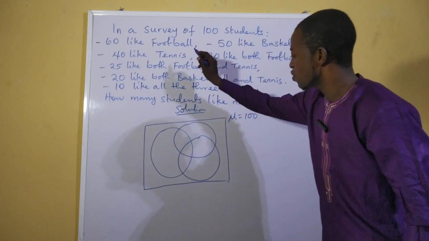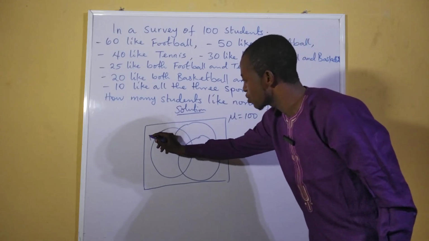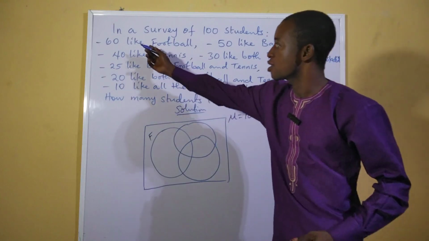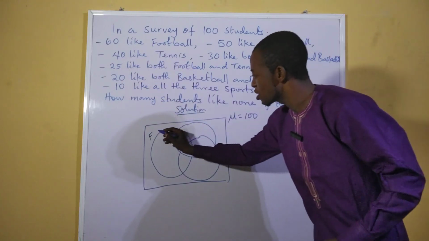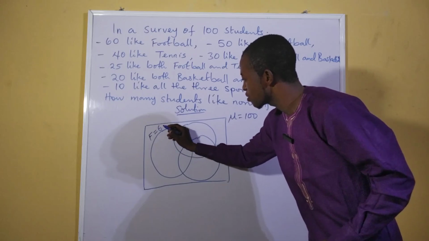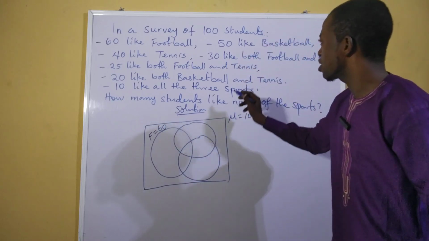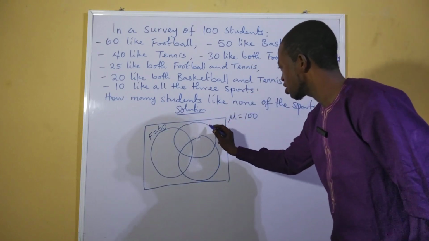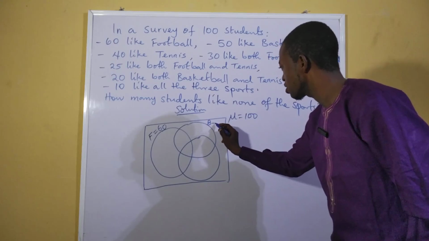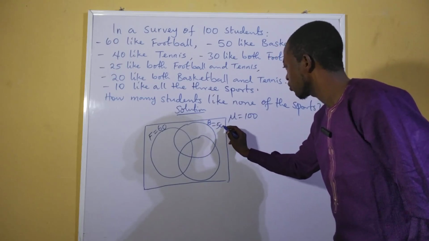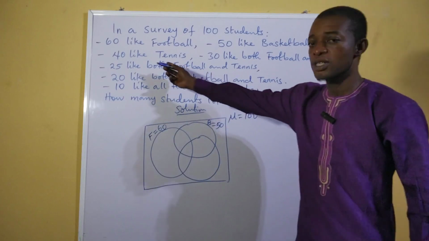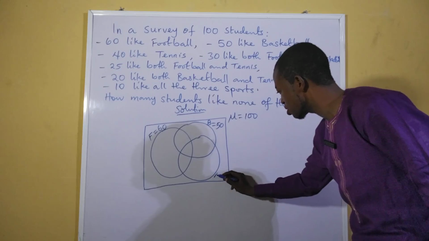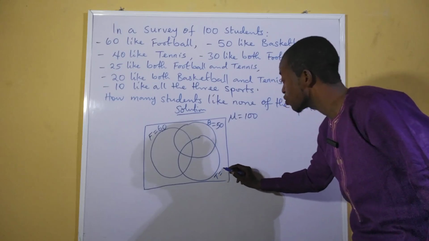Okay, now for the first circle, let's use this as football. They gave us the number of students that like football, and these are 60 students. So we can say F here is 60. Then the second sport, we have basketball. So we use the circle of basketball, and we have B here, that's 50. Then also we have 40 who like tennis. So the third circle here is tennis, which will be 40.